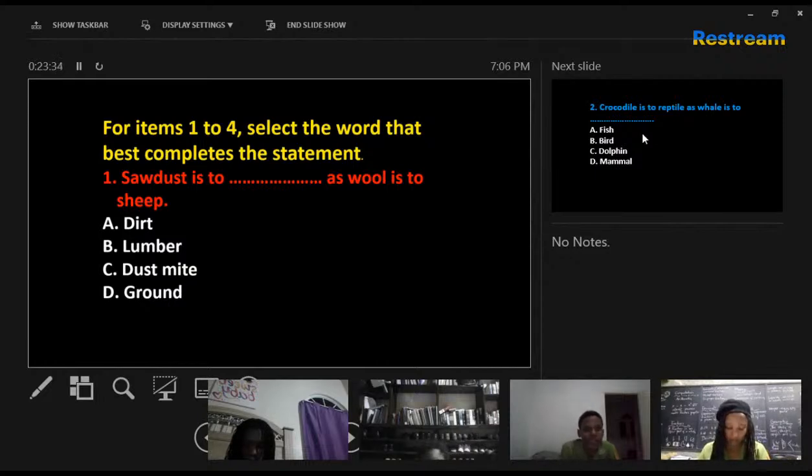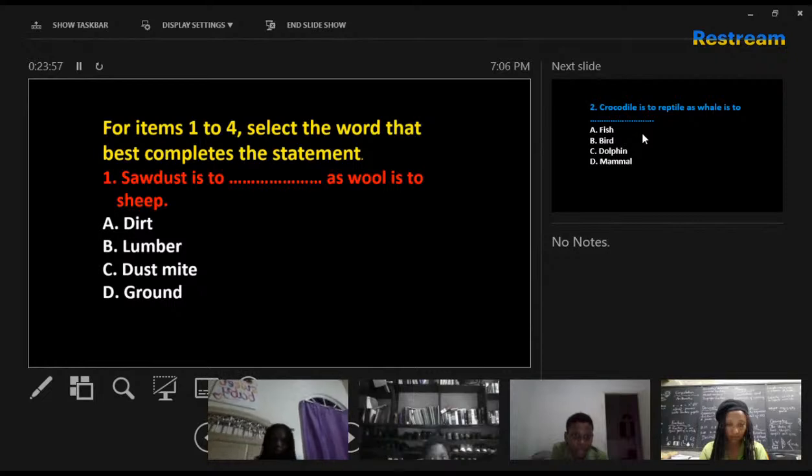Sorry about that, Miss. Number one, for items 1 to 4, select the word that best completes the statement. Number one, sawdust is to dash as wool is to sheep. A, dirt, B, lumber, C, dust mite, or D, ground.